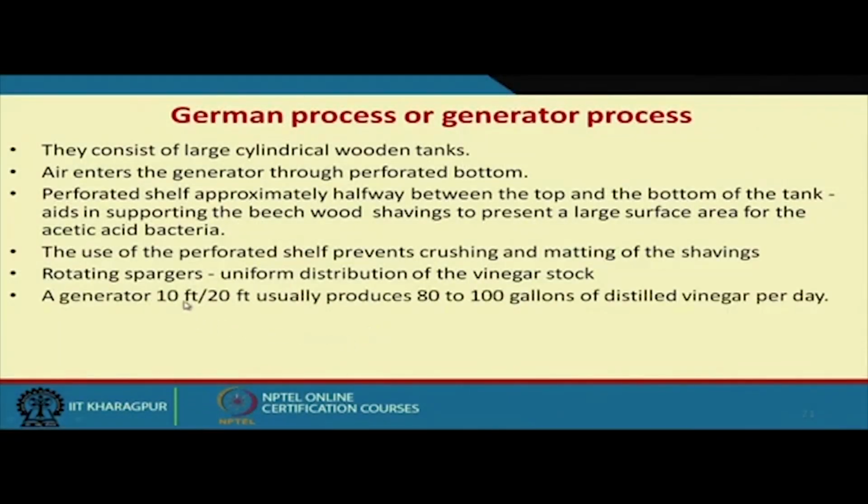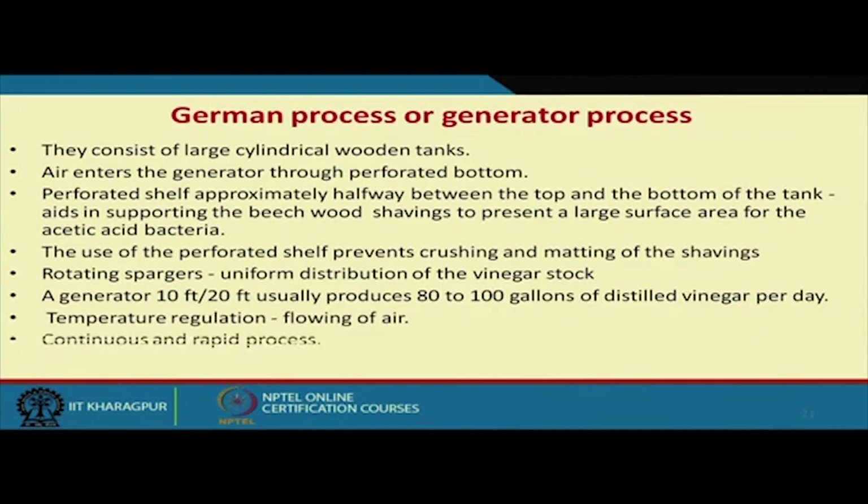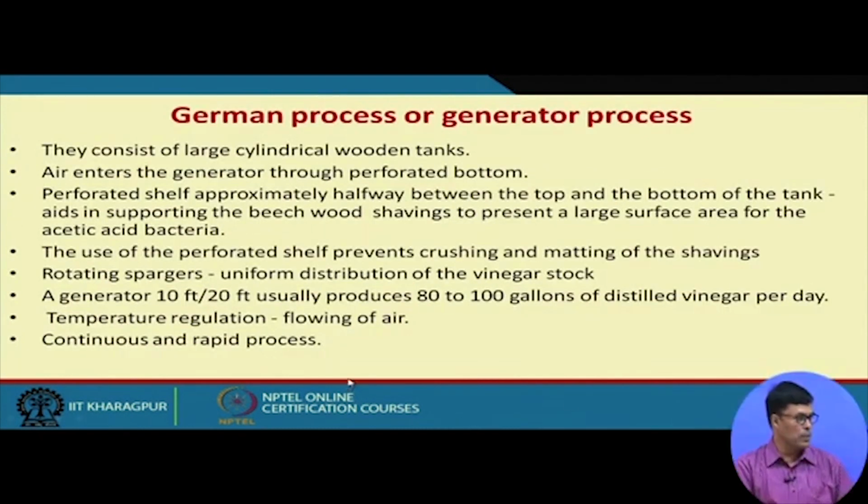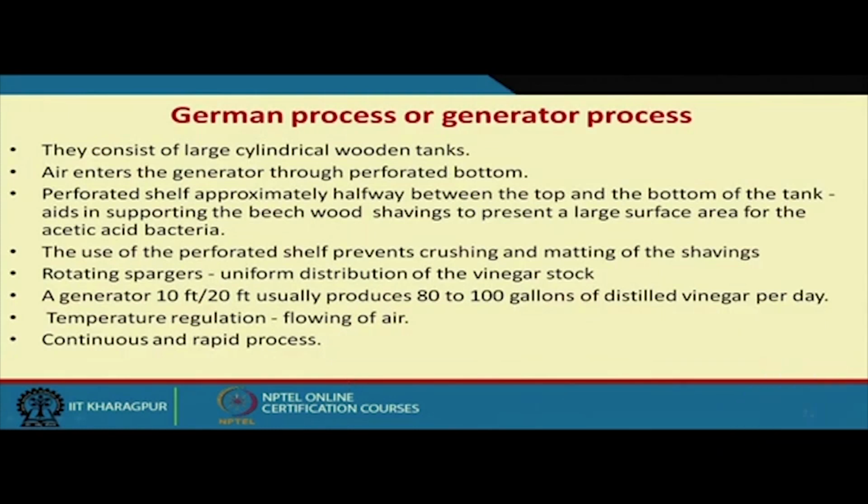A generator is usually 10 to 20 feet in height, and produces about 80 to 100 gallons of distilled vinegar per day. Temperature regulation is done by flowing the air, and this is a continuous, rapid process. This is how this process is used, and the rate of acetic acid production will be much higher as compared to the French or Orleans process.